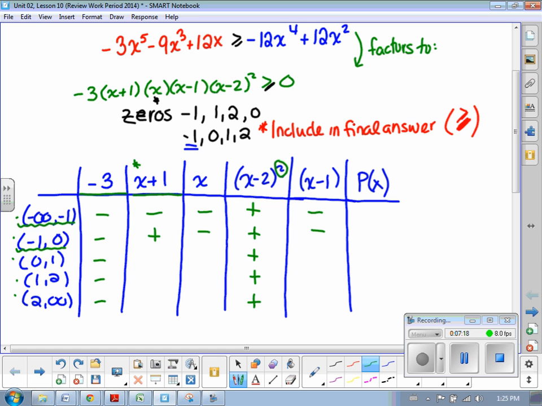Okay, so then we have numbers between 0 and 1. 1/2 is probably what we're going to choose. So positive, positive, and negative. 1.5 is probably what we're going to choose in this next interval. So positive, positive, and this last one will all be positive.